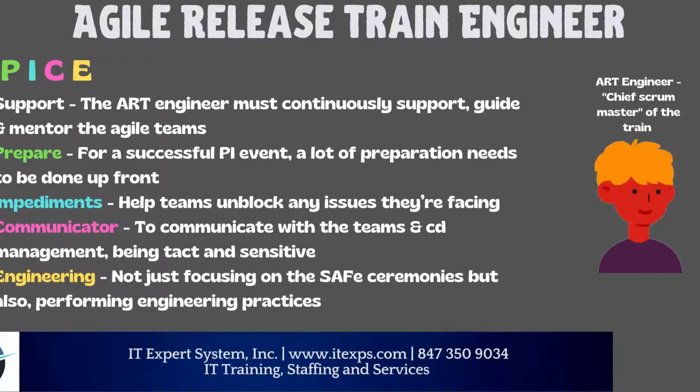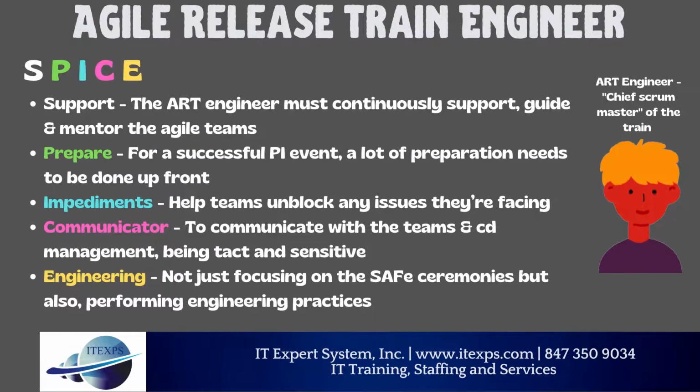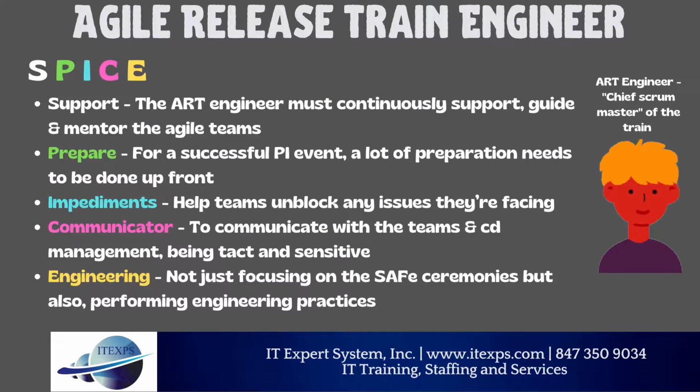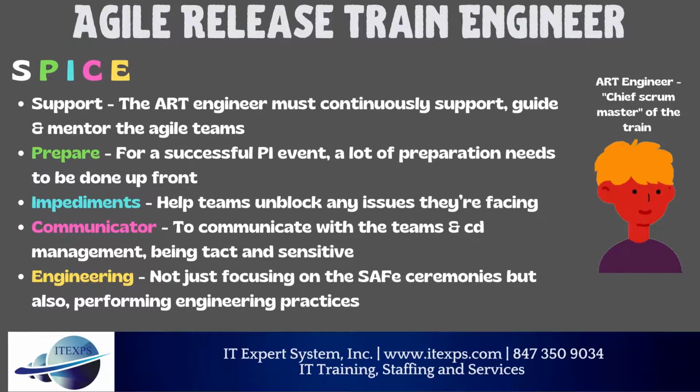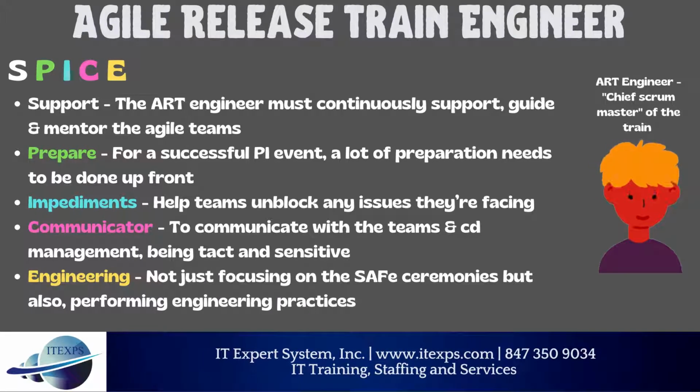Let's now look at an ideal Agile Release Train engineer, whose responsibility is to be the chief Scrum Master of the train. To make it easy to understand, we'll follow the acronym SPICE. The S stands for support. The ART engineer must continuously support, guide and mentor the Agile teams, to help them grow as a team and continue delivering value. Next is prepare.